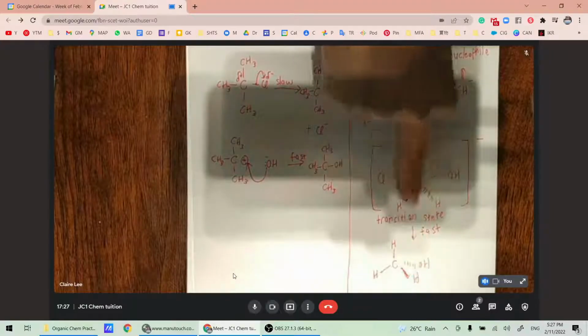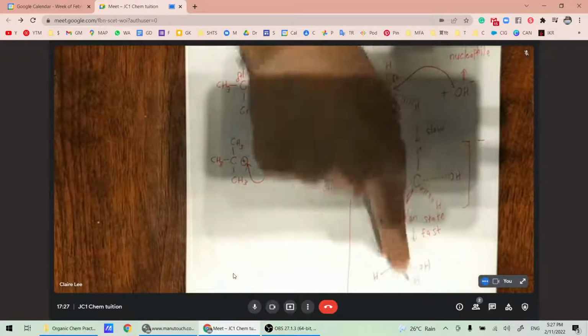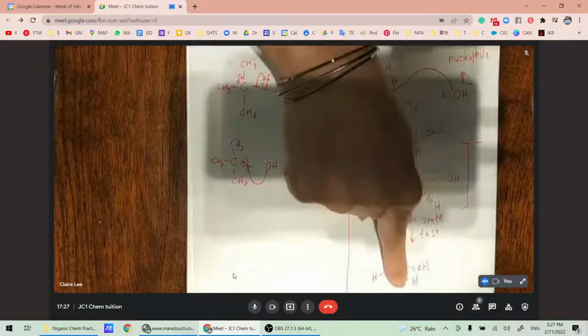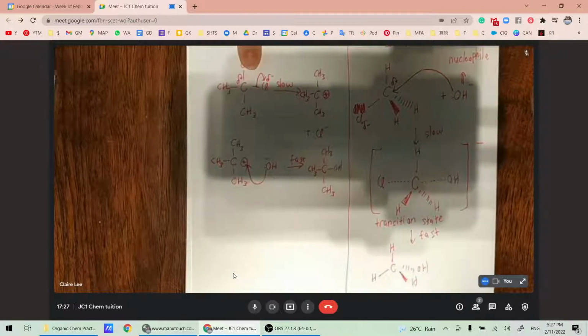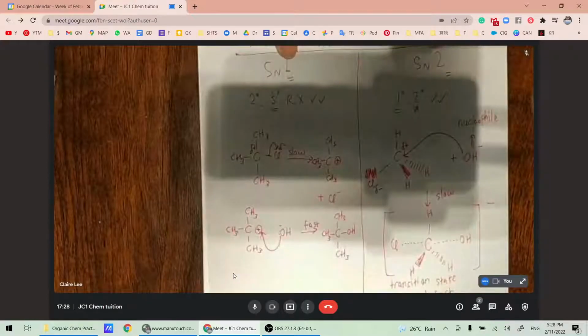So the pause just now was because I was asking everybody to guess why it is SN1 and SN2. And Tiagesh mentioned unimolecular and bimolecular. So in the first one, because only one molecule, or unimolecular, is SN1. The second one, since there's two molecules, is SN2 and bimolecular.